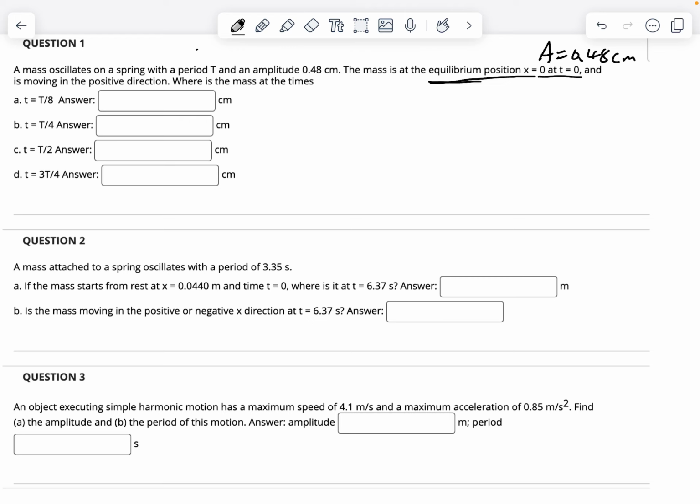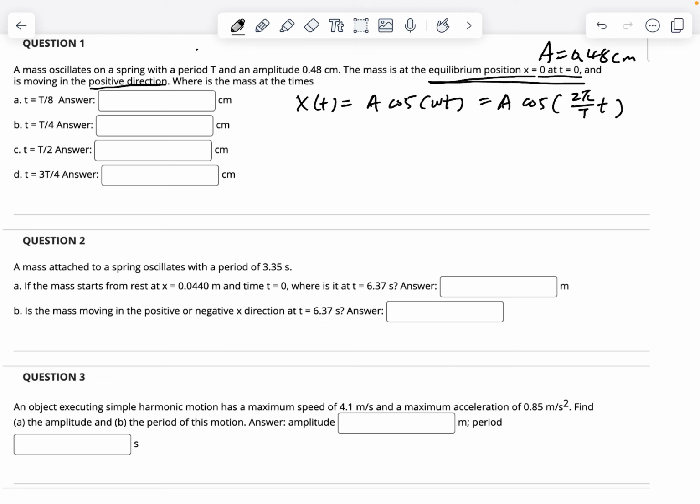Okay, so this is called the initial condition. It's very important. And the mass is moving in the positive direction. Where is the mass at the following times? Those are different times. All right, so we discussed the position-time graph, x equal to A cosine omega t. Actually, it's also A cosine 2 pi over period T. That's what we learned in class.